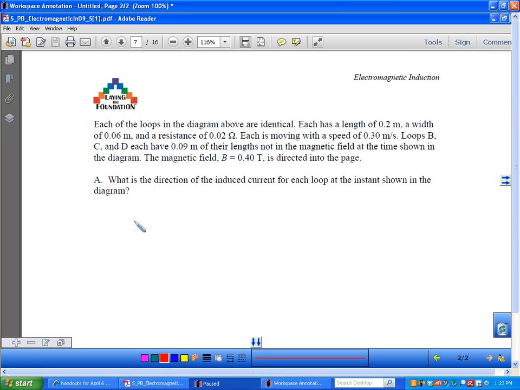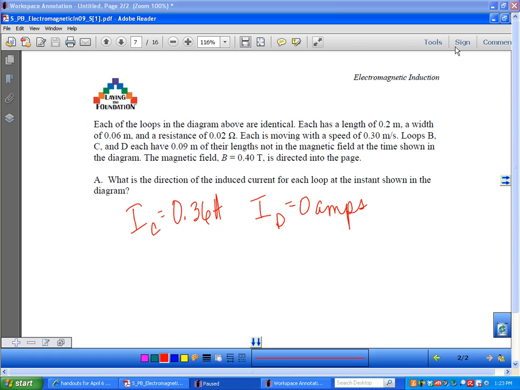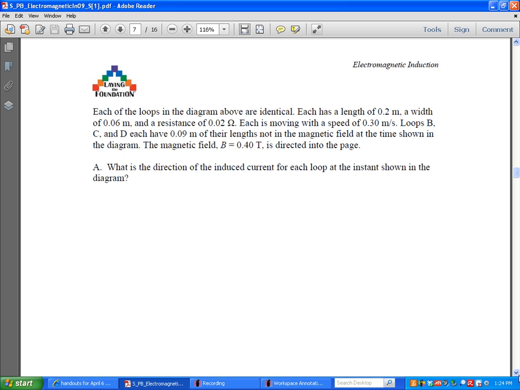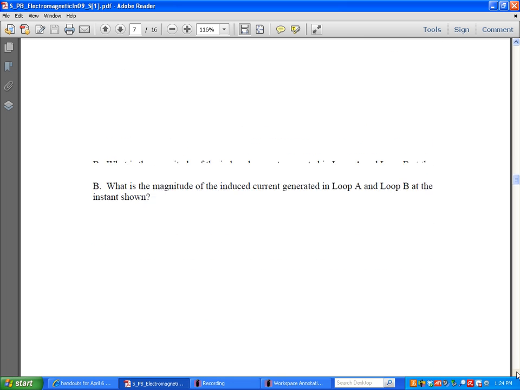So the current for C would also be 0.36 amps. And the current for loop D would be 0 amps because there is none, because the flux does not change. All right, so that's good on those two. Let's move on down to Part C of the question.